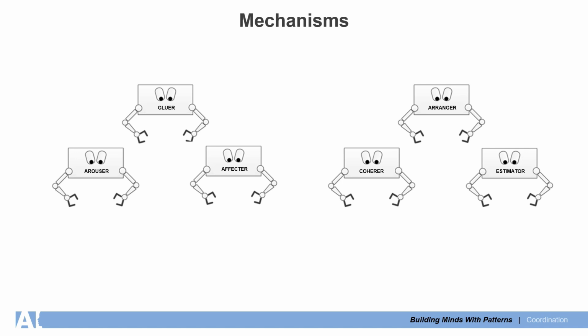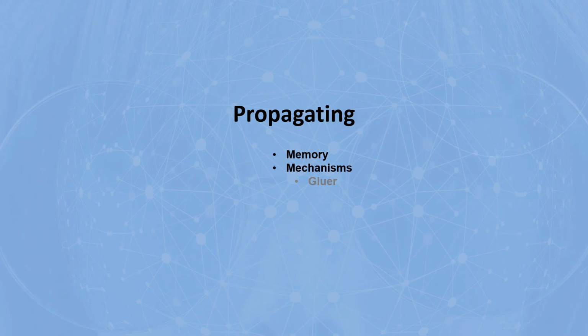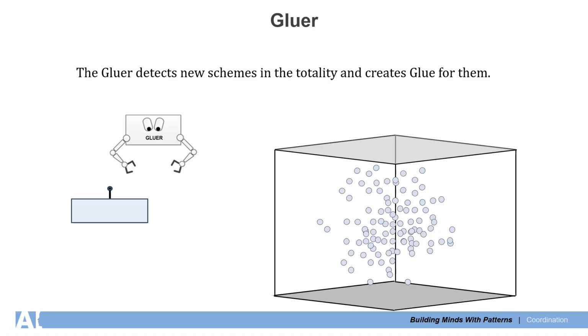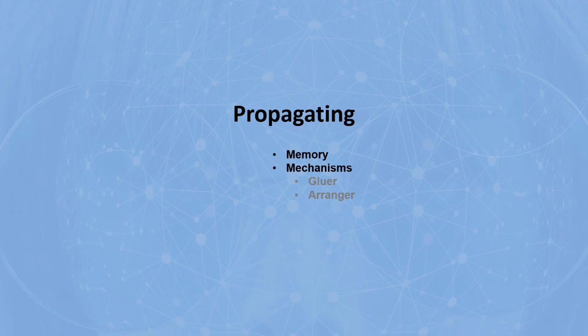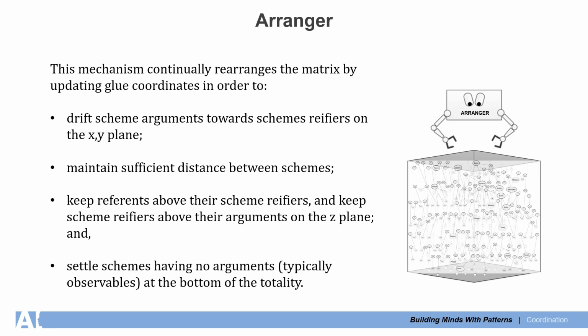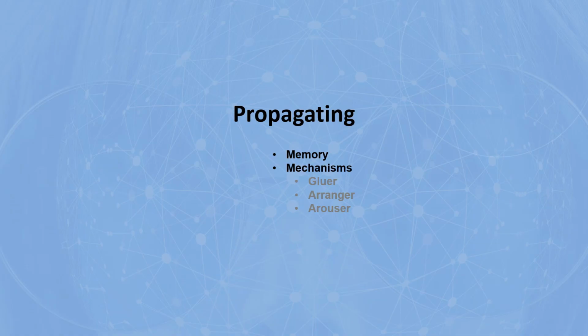There are several mechanisms that have to do with belief propagation. The gluer detects new schemes in the totality and creates glue for them. The arranger continually rearranges the matrix by updating glue coordinates in order to drift scheme arguments towards scheme reifiers on the XY plane, maintain sufficient distance between schemes, keep reference above their scheme reifiers, and keep scheme reifiers above their arguments on the Z-plane, and settle schemes having no arguments, typically observables, toward the bottom of the totality.